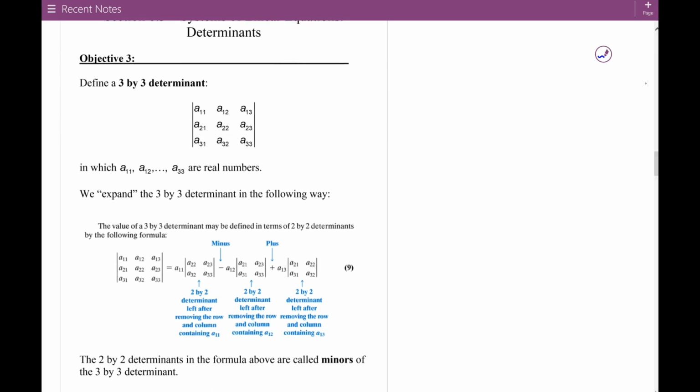Then the 3 by 3 determinant, evaluating it takes a little bit more work. It's not quite as simple. So we're going to evaluate a 3 by 3 determinant.